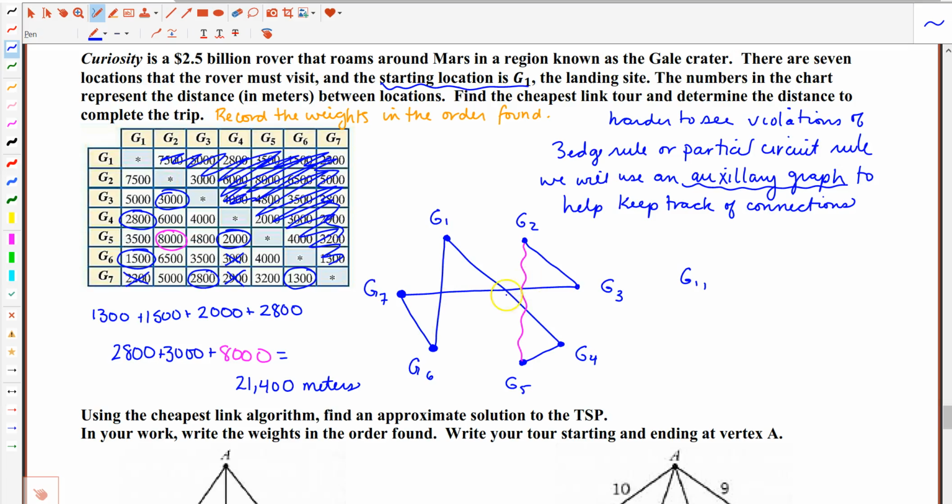So maybe I'll have mine go to G6, then G7, then to G3, G2, G5, G4, and then back to G1. And then I would also accept the mirror image of the circuit.